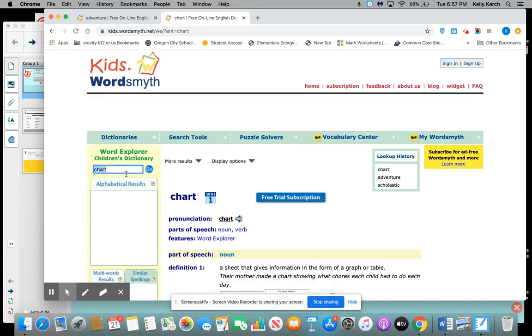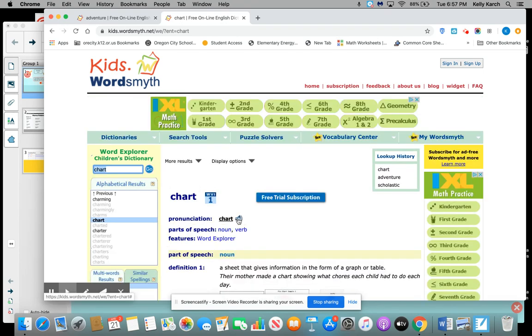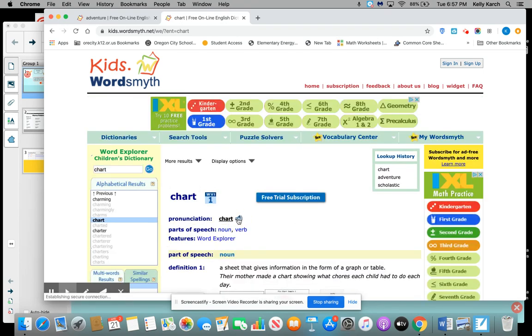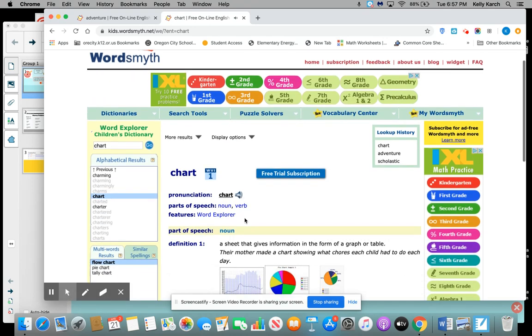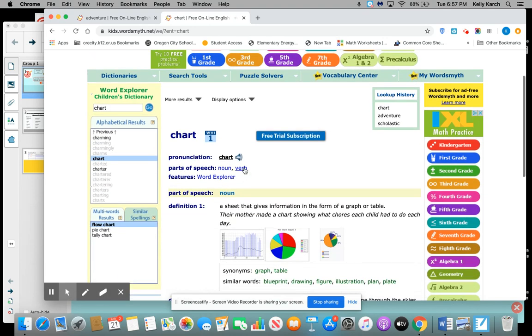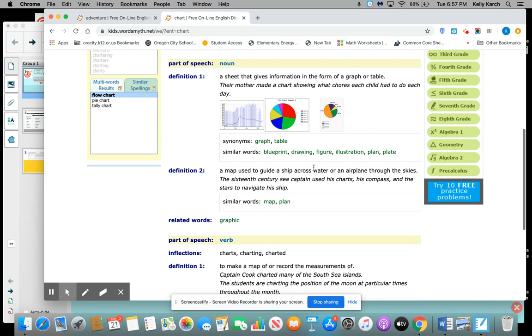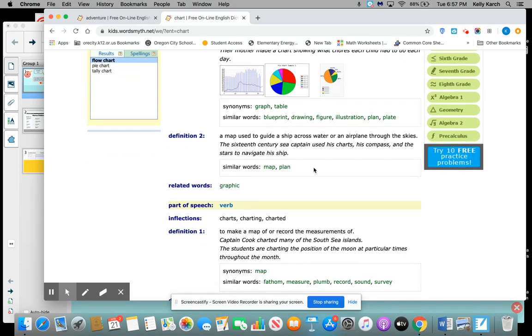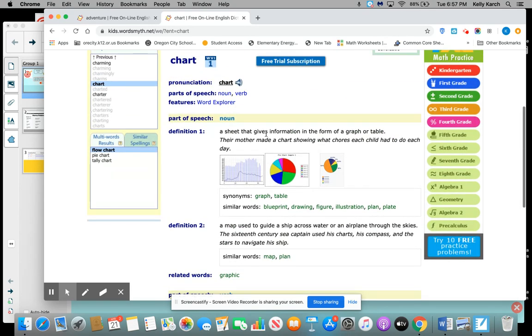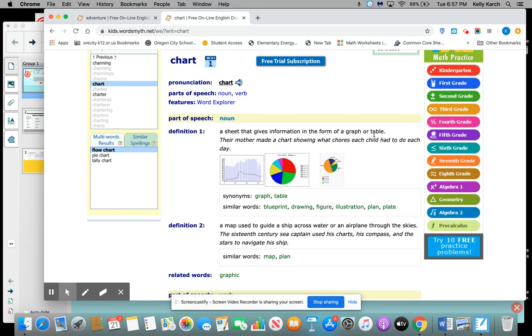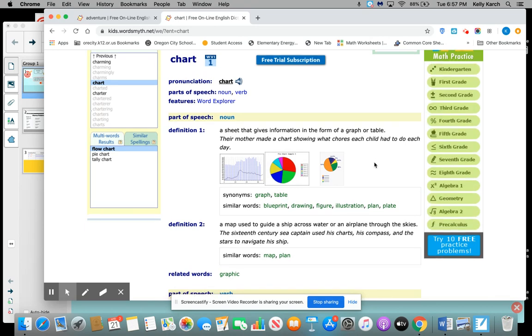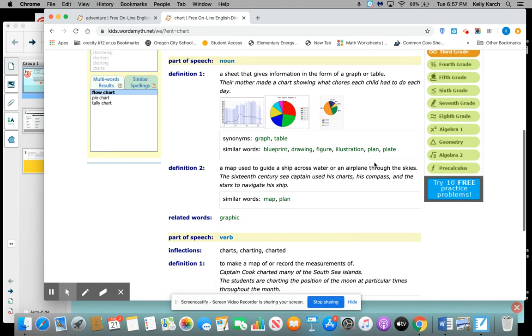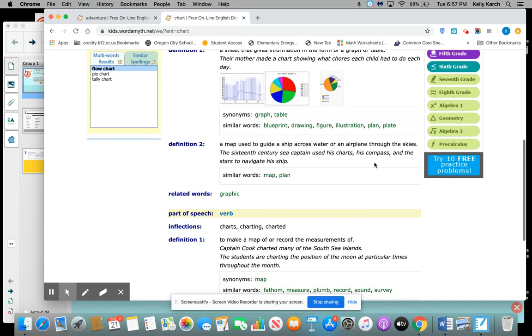Typed in this little box. I can listen to the word pronounced out loud. Chart. Chart. It's a noun. Can also be used as a verb. In this case, we're using it as a chart, a thing, a noun. Definition number 1 says it's a sheet that gives information in the form of a graph or table. Now that sounds a lot like the definition when this word is used in the context of math.